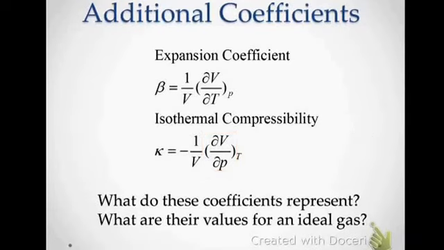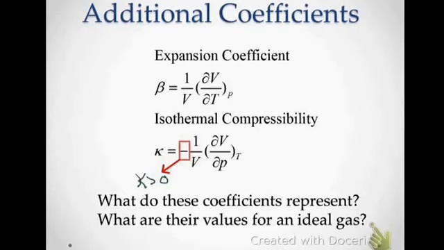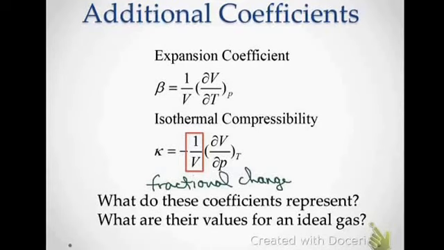And for that reason, we actually attach a negative sign to this particular coefficient so that the overall sign of kappa, the isothermal compressibility, will be greater than 0. So tabulated values that you'll find in various thermodynamic tables will always be positive there. Again, we'll note that we have 1 over V here so that we're dealing with the fractional change that occurs in these particular systems.